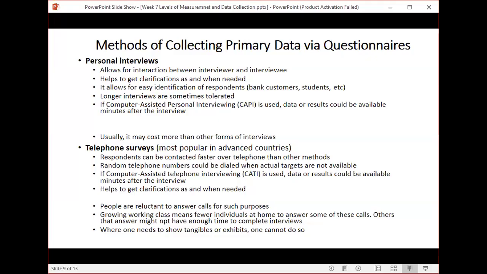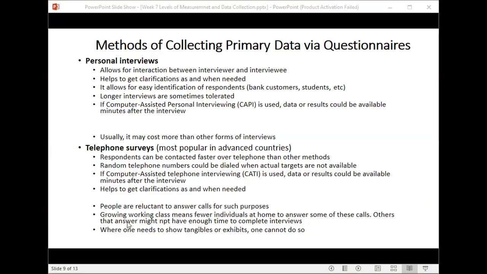What are the disadvantages? We are saying that people are reluctant to answer calls for such purposes. I mean, people these days are not so eager to answer strangers on the phone. So you call them, they might hesitate to answer you, right? They might hesitate. Okay.